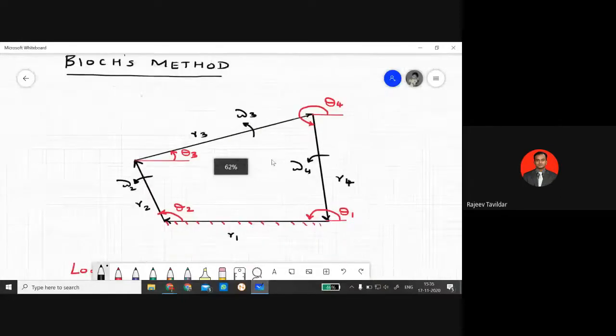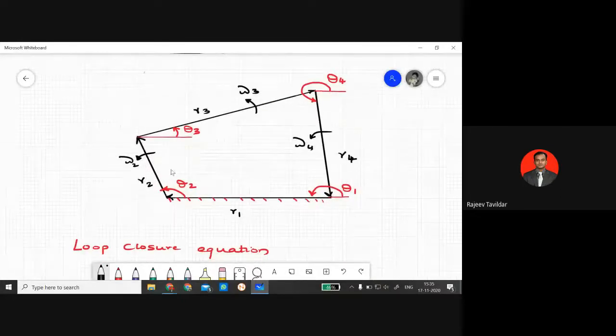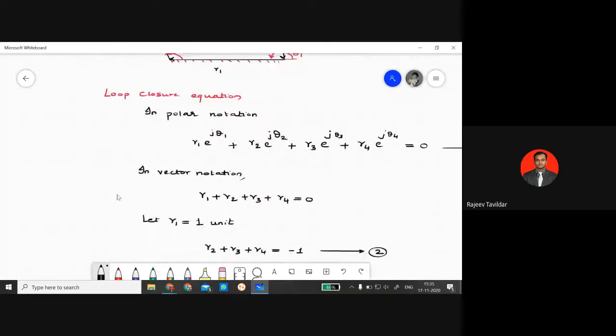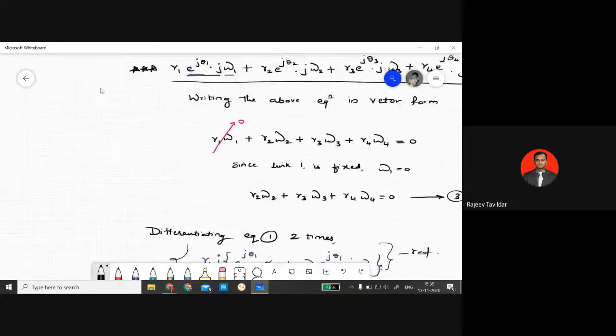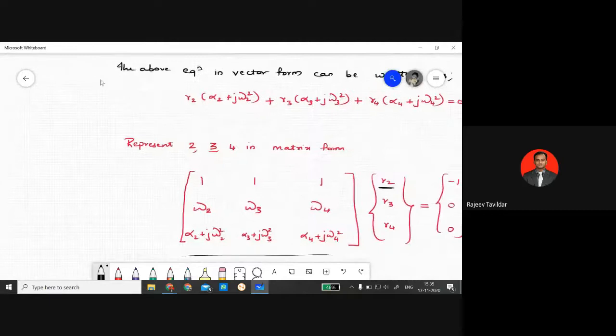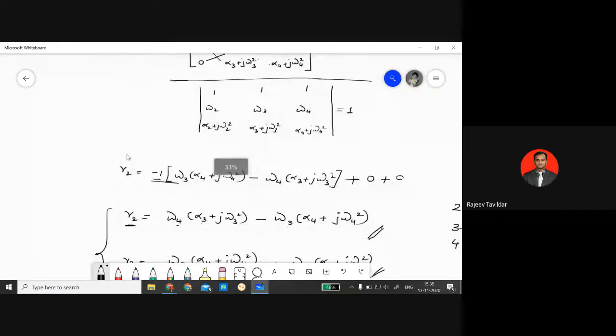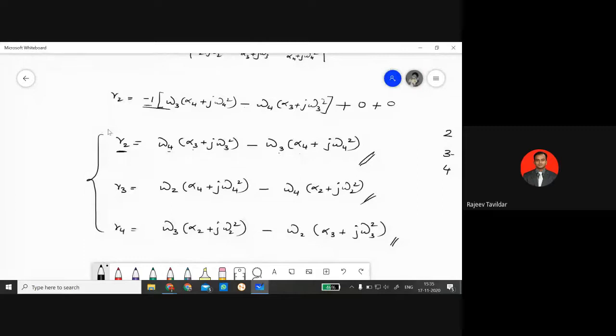So just to refresh you, in the previous class, let me share the screen. Okay, so in the previous class, we have taken a 4-bar mechanism and using the loop closure equation, we have derived the link lengths R1, R2, R3, and R4. This method is known as the blocks method. Let me show you the direct values over here. So R1, R2, R3, R4, we have got these values.